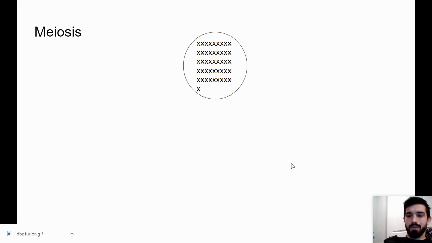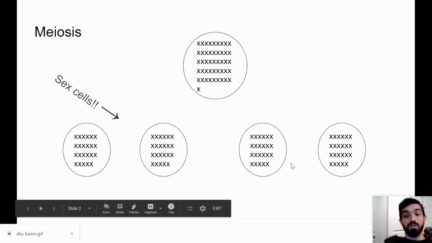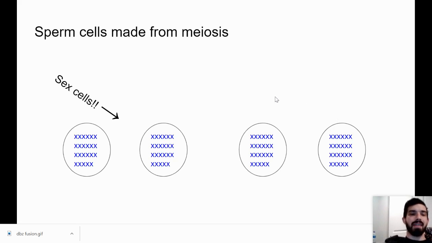You start off with this germ cell here that has 46 chromosomes if it's a human cell, right? And it's going to divide into four sex cells that have 23 chromosomes each. That should be known by everyone at this point. And these are all sex cells. This is where our sperm and egg cells come from. If you're a male, you're going to have sperm cells.